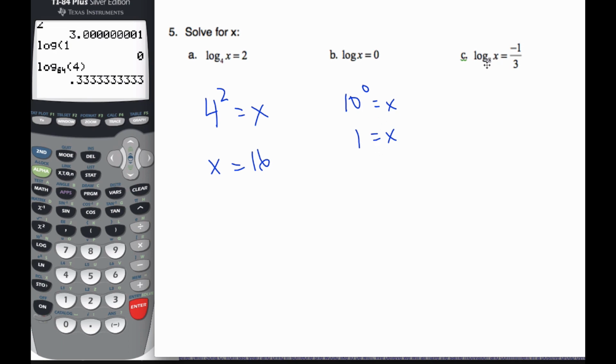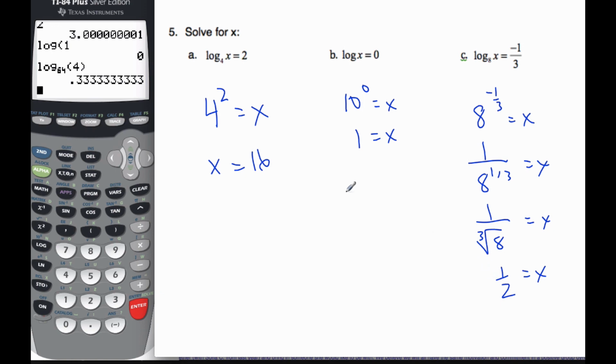And finally, I have 8 to the exponent of negative 1/3 is equal to x. Well, now I need to work on my exponents here. I know that the negative puts it down low. And the 1/3 is the same as saying the cube root of 8, which here is 2. So x is equal to 1/2.